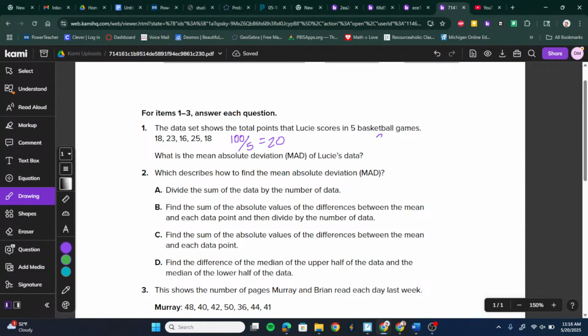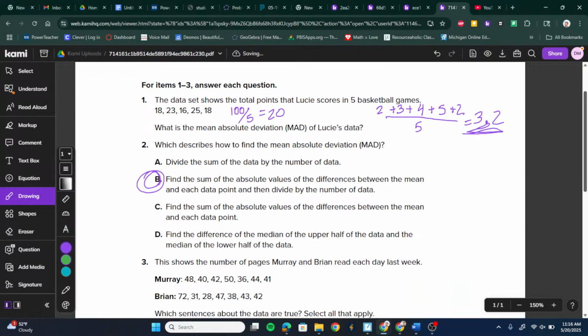18 is 2 away from 20. 23 is 3 away. 16 is 4 away. 25 is 5 away. 18 is 2 away. And then you divide this by 5, and you get 3.2. That is our MAD. The way that we just did that was we found the sum of the absolute values of the differences between the mean and each point, and then divided by the number of data points. That's exactly what we did.